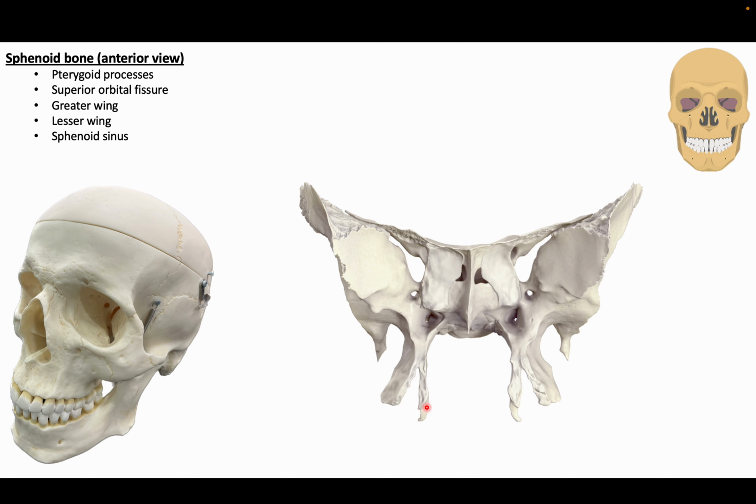So 1, 2, 1, 2. These are the pterygoid process. And then we have the sphenoid sinus. The sphenoid sinus are these openings right here, and the sphenoid sinus is super important because there is going to be the olfactory nerve that goes in and out of here. And there's also some of that carotid artery that runs through here as well. And the carotid artery is the blood vessel that supplies oxygenated blood to your brain.